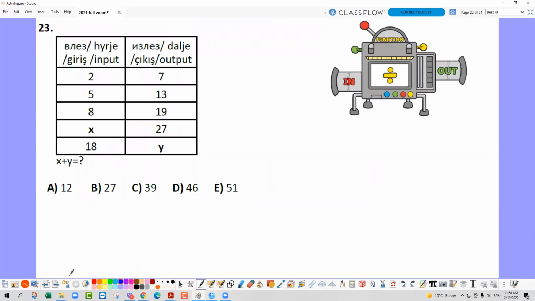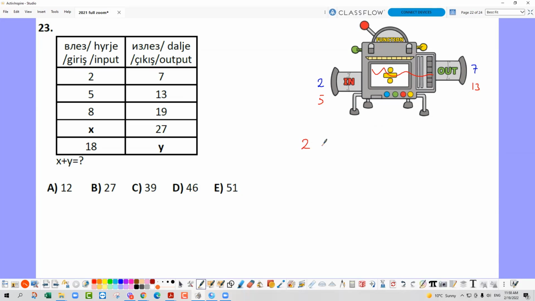Okay, let's continue with the 23rd question. In the 23rd question, we have inputs and outputs, in and out. Here, you put in 2, it gives you 7. So there's one function machine here. You put in 5, and it gives you 13. So what is the relation between these numbers? What is the operation that happens here?